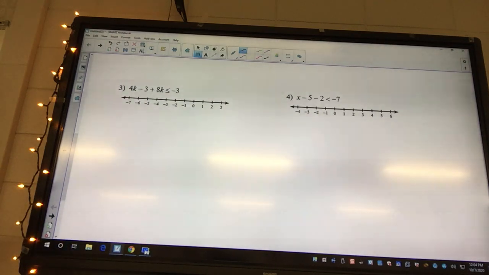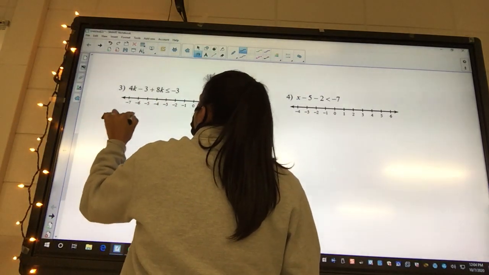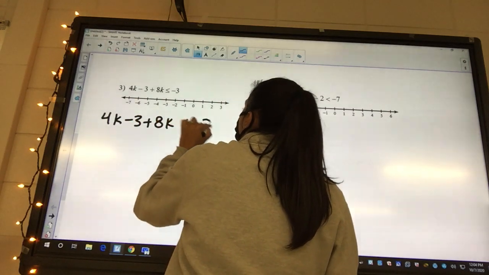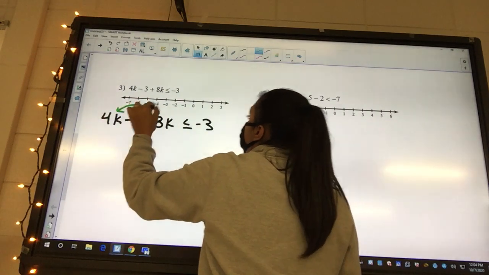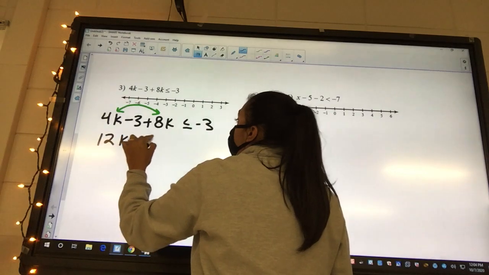Okay, so number 3, what's our first step? Distribute. Is there anything to distribute? No. No, so what's our next step? Combine our like terms. What can we combine? 4K and 4K and 8K to give me a 12K minus 3.